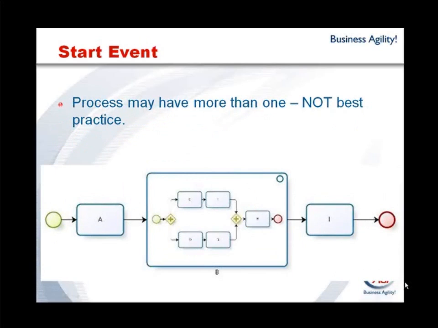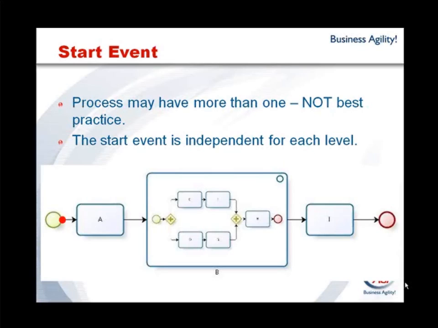Usually, a process has a start event, but it can have many. However, it is recommended to have only one. As a business process diagram can contain many processes and levels, it is important to make clear that start and end events are independent for each process or sub-process defined within the model.